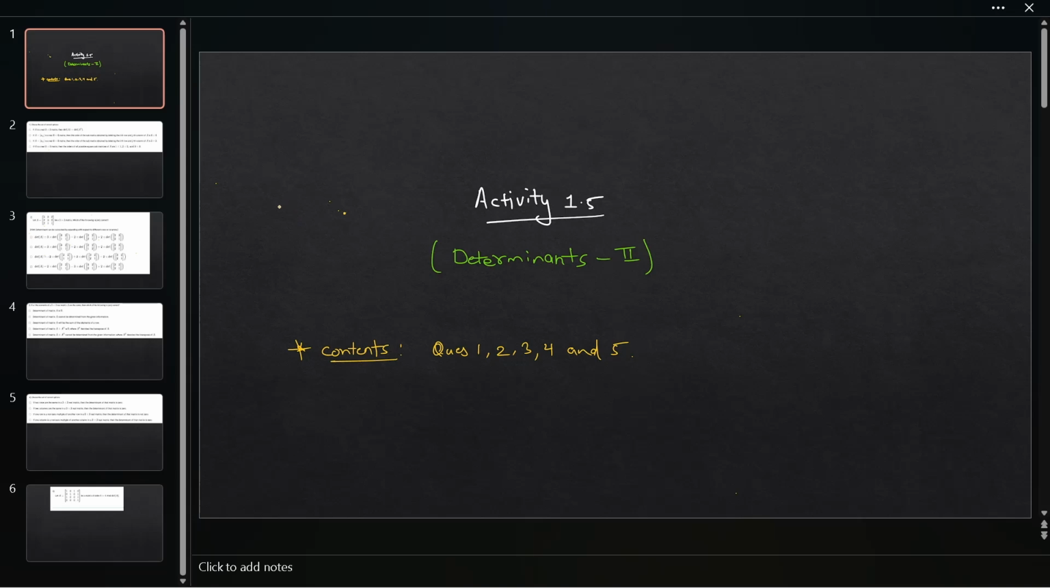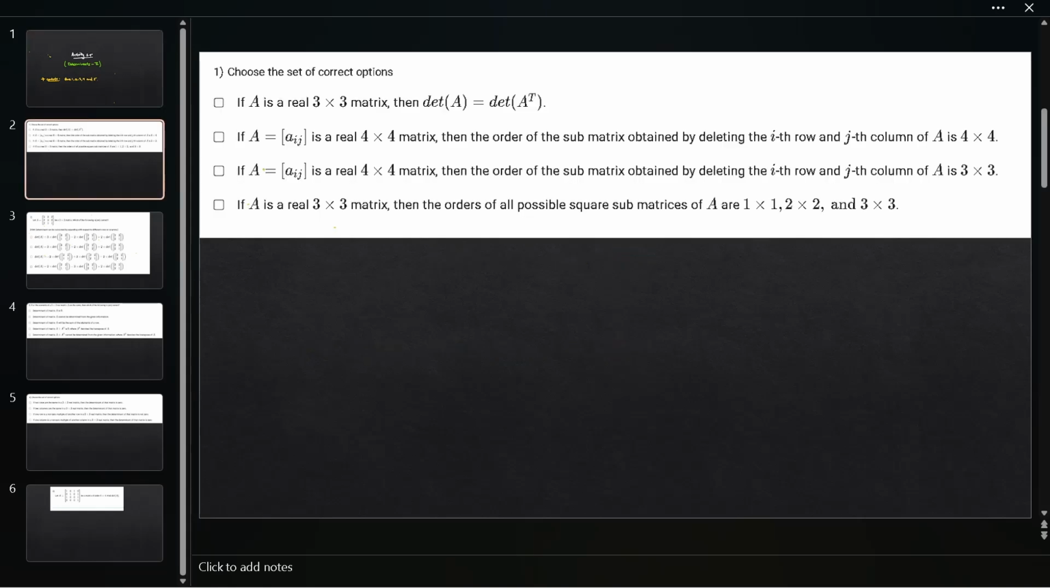In this video, we'll be discussing the first 5 questions of activity 1.5, which is based on determinant 2. So let's get started. Here, the first question says A is a 3 cross 3 matrix, then the determinant of A is equal to the determinant of A transpose. So we know this property of determinants, that the determinant of any matrix A is equal to the determinant of its transpose. We can easily see this with the help of an example.